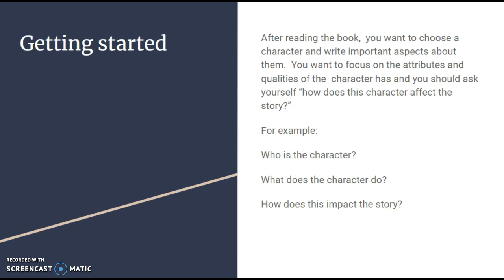So, getting started. After reading the book, you want to choose a character and write important aspects about them. You want to focus on the attributes, the qualities that the character has, and you should ask yourself, how does the character affect the story? For example, you should be asking yourself questions like, who is this character? What does this character do? How does this character impact the story?